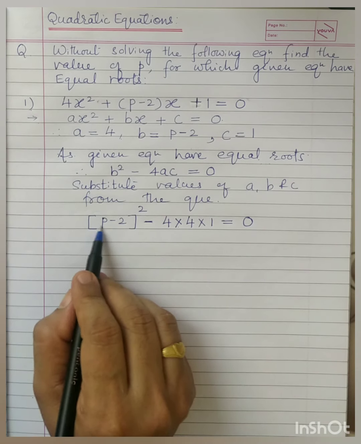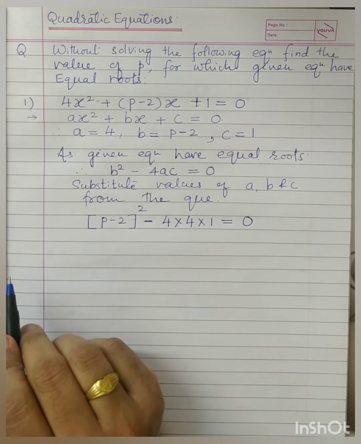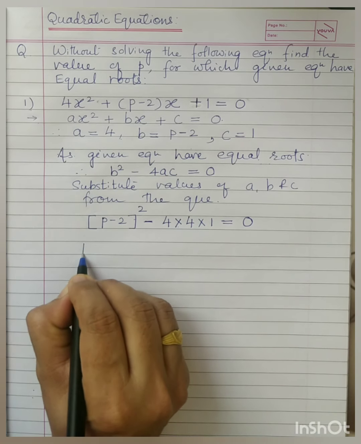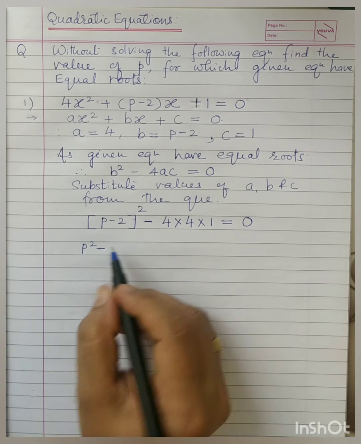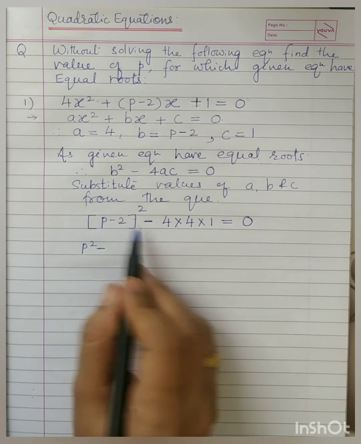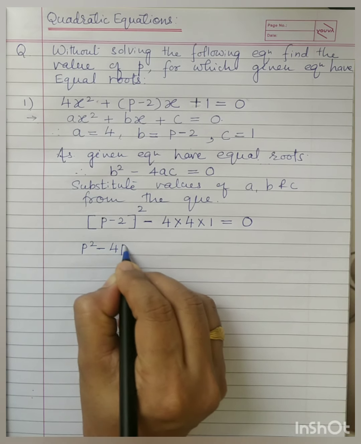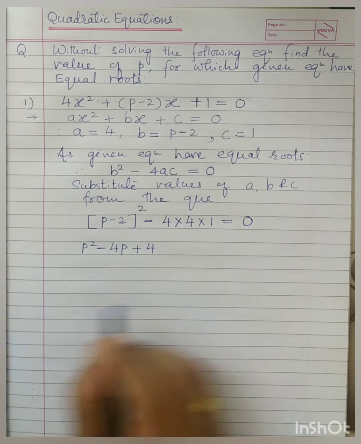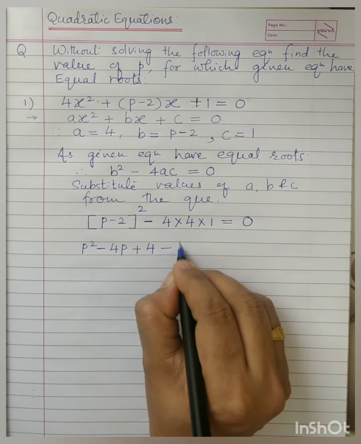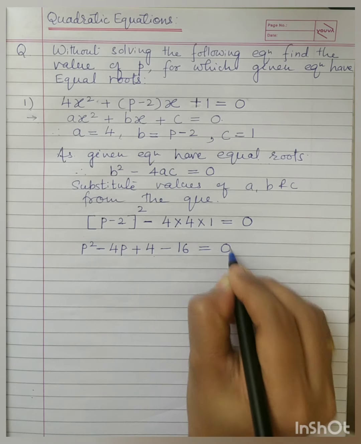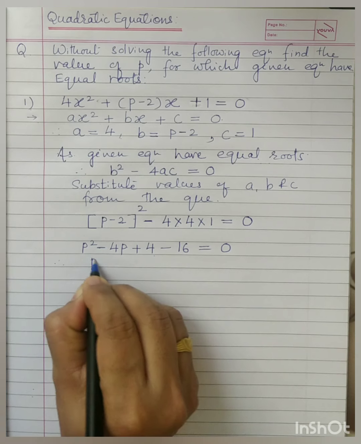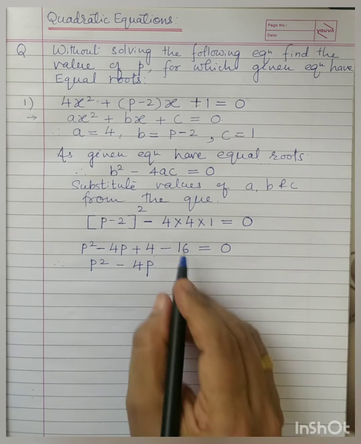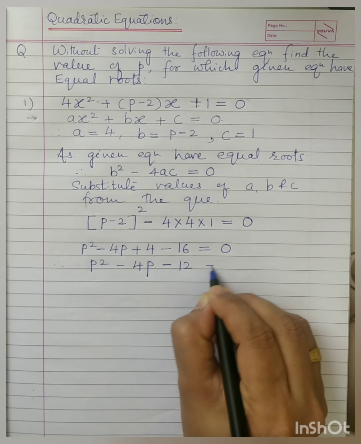Now this you need to expand. You can use the (a minus b) whole square formula. Every one of you is expected to know it. So here what it will be? p square minus 2ab. So 2 into p, right? So it will be 4p plus b square. What is b here? 2. So b square is 4, right? Everybody knows that. Minus 16 equals 0. Simplified further, p square as it is minus 4p. There is no other term with p. 4 minus 16, what is that? Minus 12 is equal to 0.